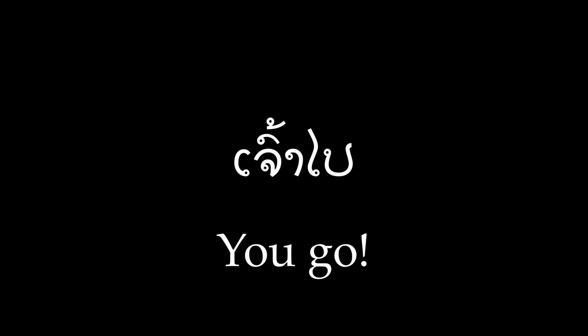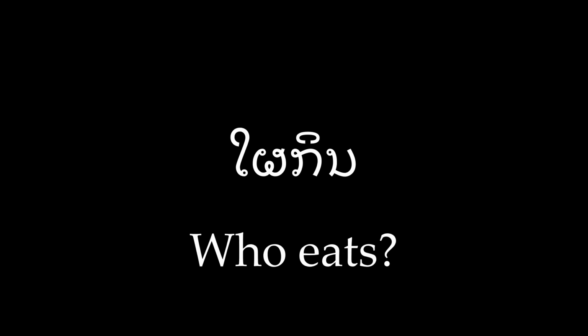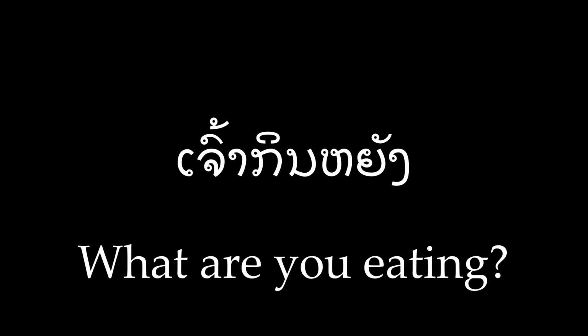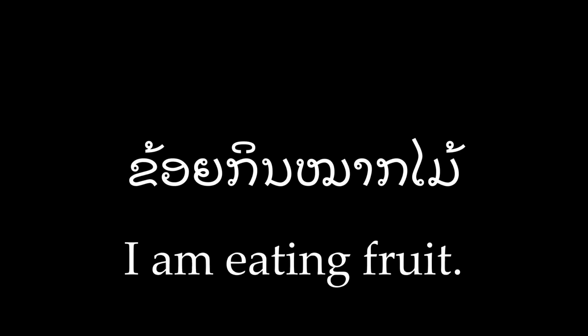In the answer above, the subject jiao, you, comes before the verb. This structure works for the other example word as well. Question, pai kin, who eats? Answer, jiao kin, you eat. Now, add another question word, yang, what? Question, jiao kin yang, you eat what? Or, what are you eating? Answer, khoi kin mak mai, I eat fruit. I am eating fruit.